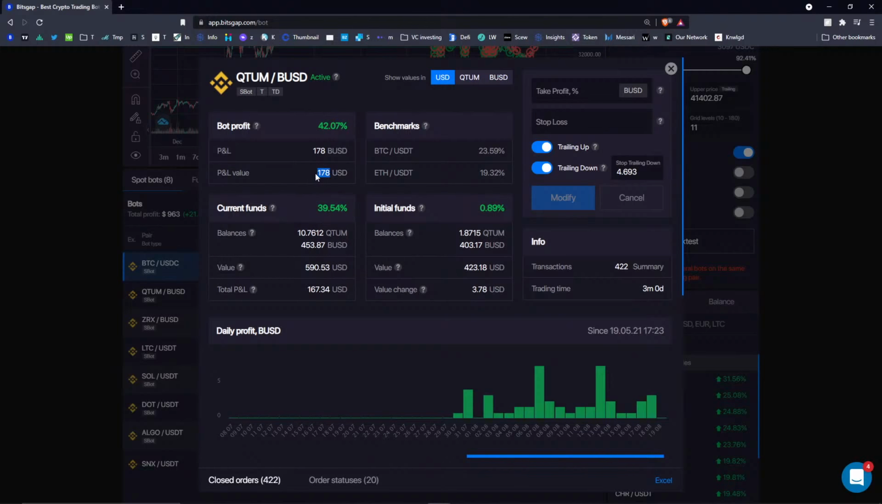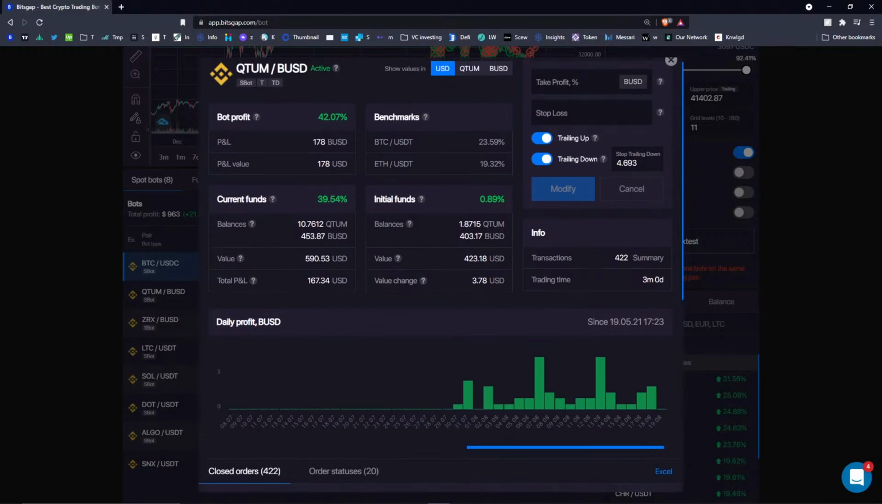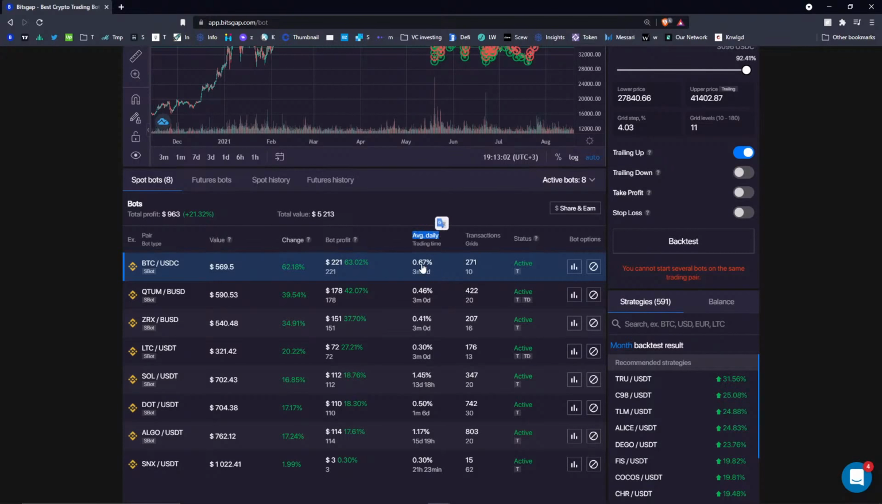So that's why you see bot made $178, but the total P&L is just 167. So that means that we are right now losing value of Quantum in $11 approximately. So pretty much we are affected by the fluctuation of Quantum, as we have 10.76 Quantums in this exact strategy. And well, as always, you can always check the performance of your bot on a daily basis. You can see pretty much the average return. So well, it looks like around $2.5 per day.